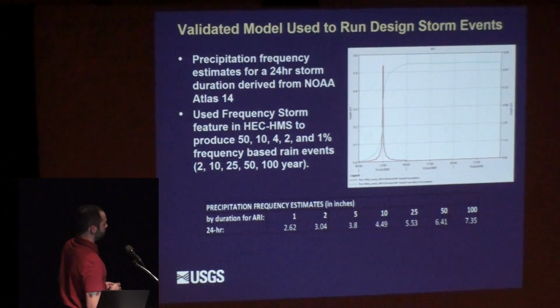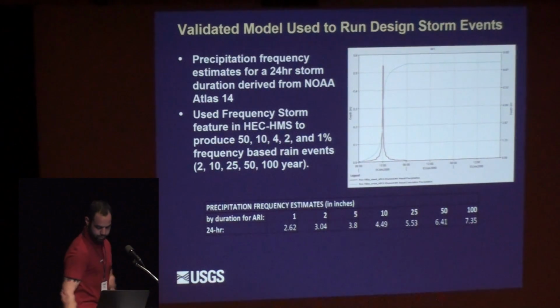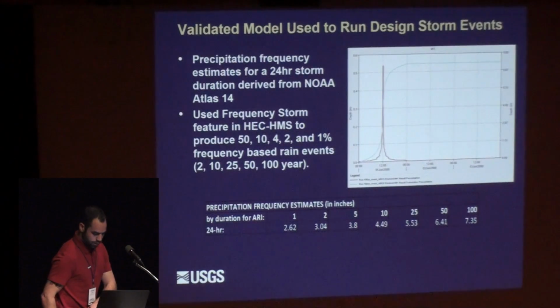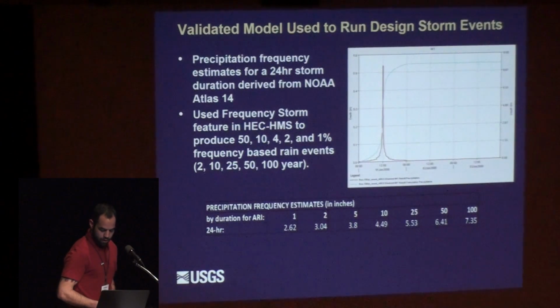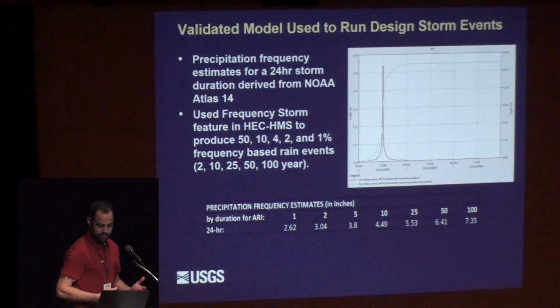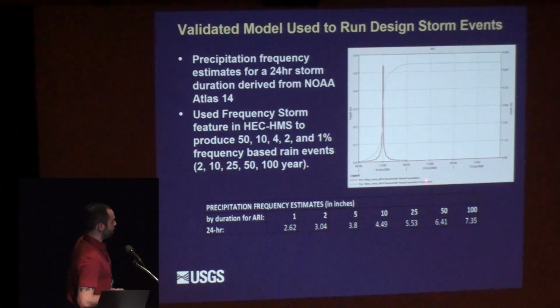So these are some of the values that I got off of the Atlas 14. So a 2-year event is about 3 inches of rain, then all the way up to a 100-year event is 7.35 inches. So then there's a storm. You can build these rain events in HMS, and it'll create a hydrograph, as you can see right here. So that's what it's plugging into the model for precipitation.